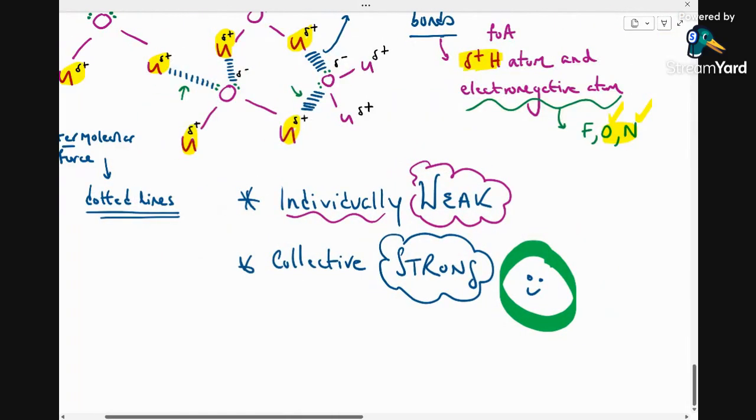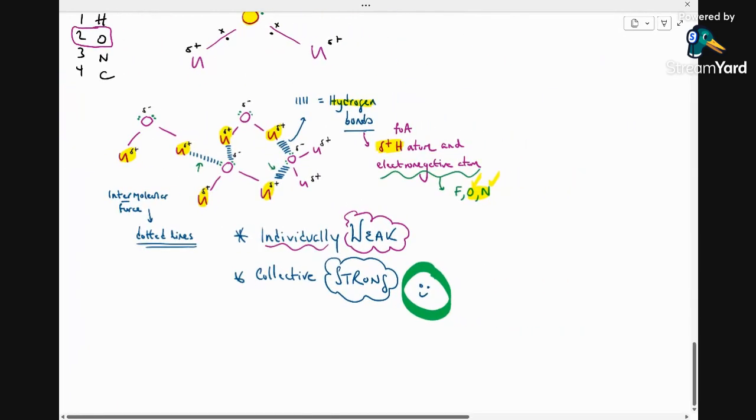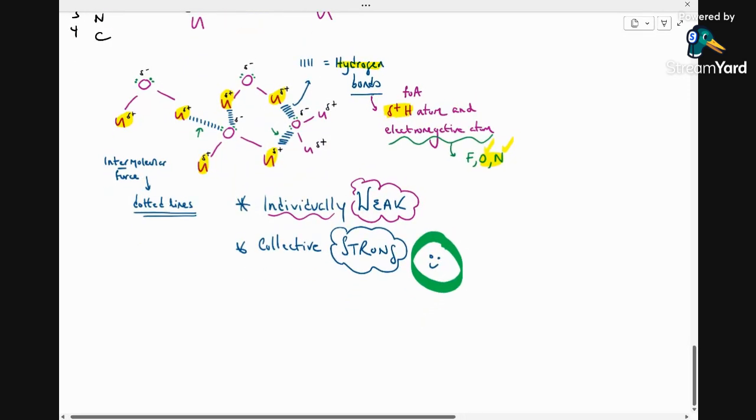Which means they take a lot of energy to break apart when they're together, when there's lots of them. If there's only a few, then it doesn't take much. And you'll see why this is important when we get on to the properties of water.